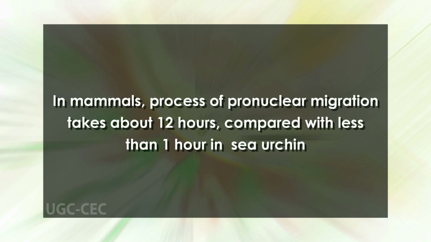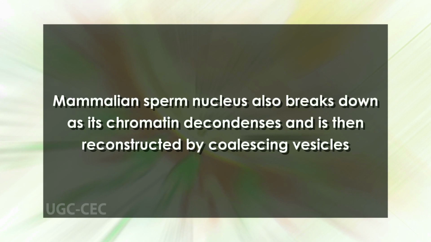In mammals, the process of pronuclear migration takes about 12 hours, compared with less than 1 hour in the sea urchin. The mammalian sperm enters almost tangentially to the surface of the egg rather than approaching it perpendicularly, and it fuses with the numerous microvilli. The mammalian sperm nucleus also breaks down as its chromatin decondenses and is then reconstructed by coalescing vesicles.